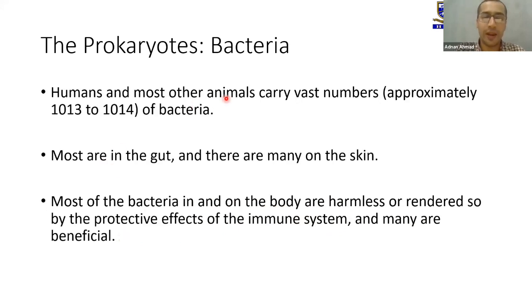So humans and most other animals carry vast numbers, approximately 10 to the 13 and 10 to the 14, of bacteria. So we have lots and lots of bacteria in our bodies, as much as the number of our cells. Most of these bacteria are found in our gut, in our intestines, and there are many on the skin. Most of the bacteria in and on the body are harmless or rendered so by the protective effects of the immune system, and many are beneficial.